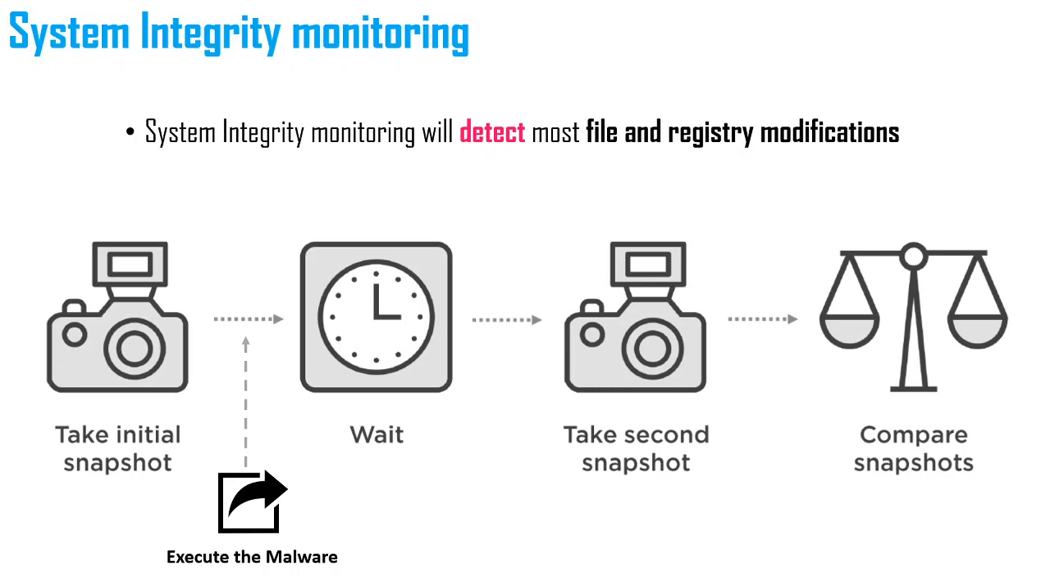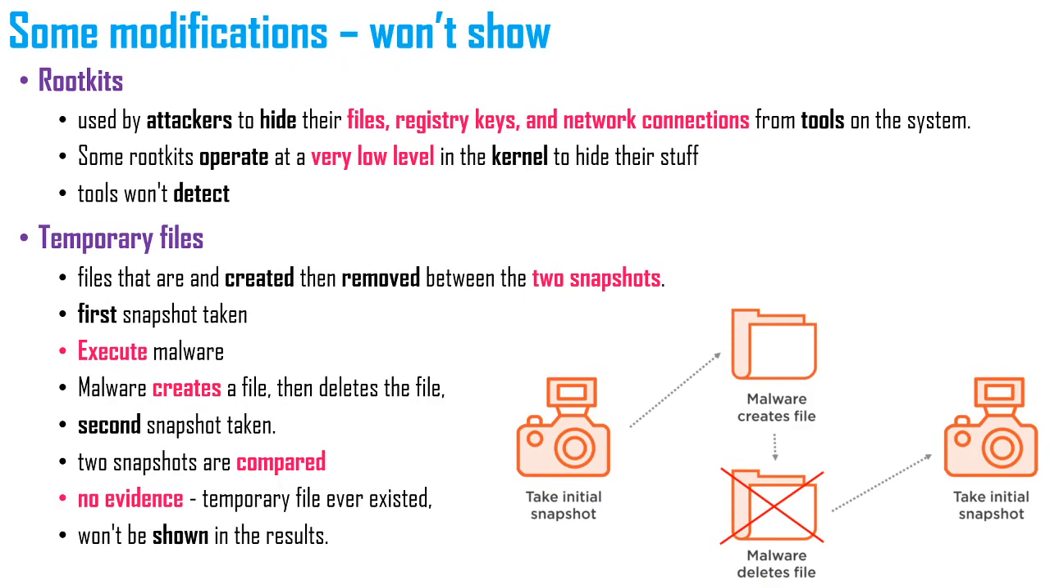The first thing we are going to do is take an initial snapshot of the system, and we are going to execute the malware. We are going to wait for some time for the malicious activities of that particular malware to happen, and we are going to take a second snapshot and compare the snapshots. From the initial snapshot, I am going to compare the second snapshot after execution of the malware. I am going to detect and monitor all the file and registry modifications, and also the network modifications.